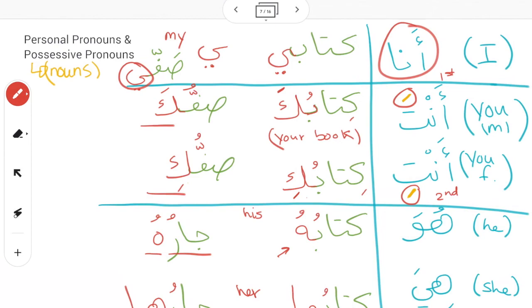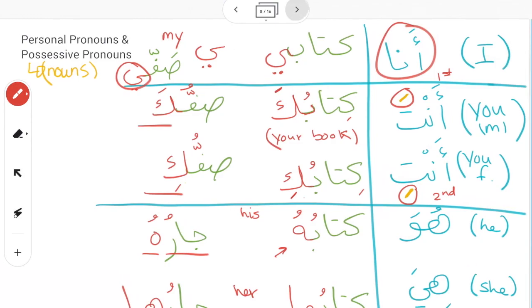Like let's say Joe's neighbor, his neighbor. And in this one, the neighbor is also masculine, but it's her neighbor. So maybe you're talking about Layla's neighbor, her neighbor. Okay? So those are your possessive pronouns.